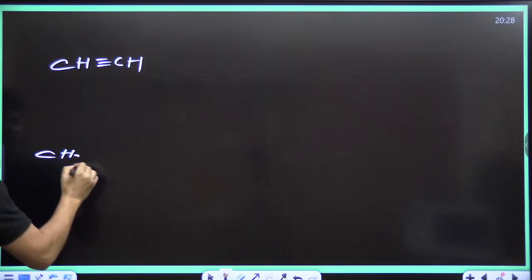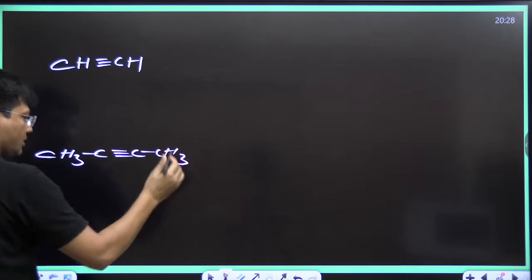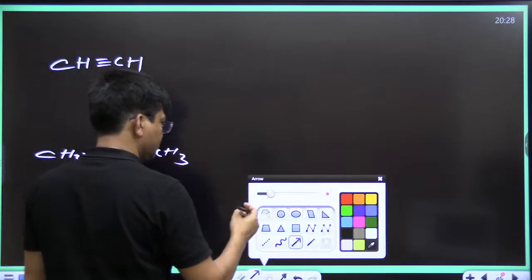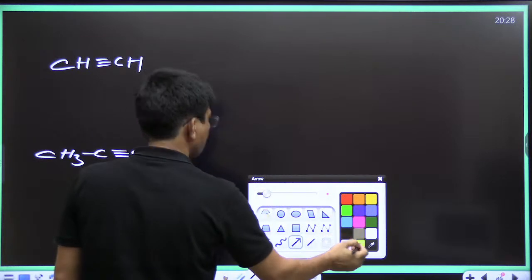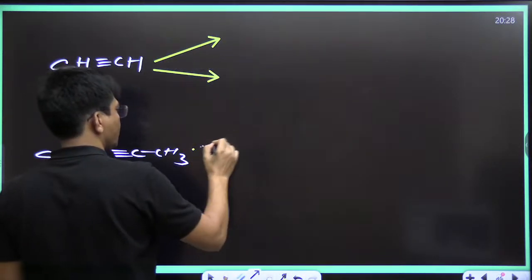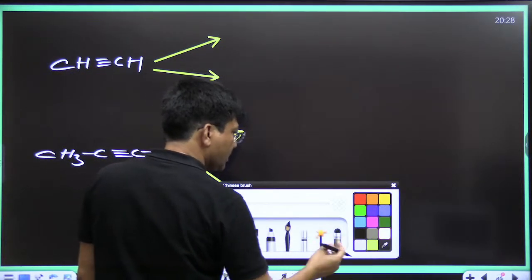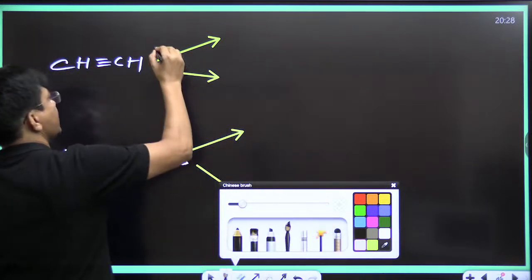Second example, CH3 C triple bond C CH3. Now I'm going to do the reaction. One OM-DM reaction, one HBO reaction, one OM-DM reaction, one HBO reaction. Just try to find out whether the same answer you are going to get or different.